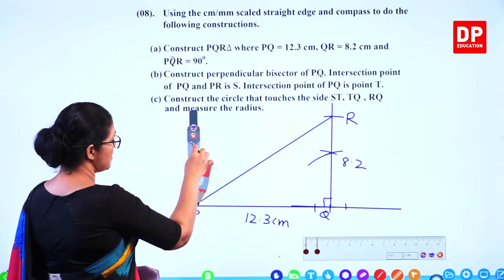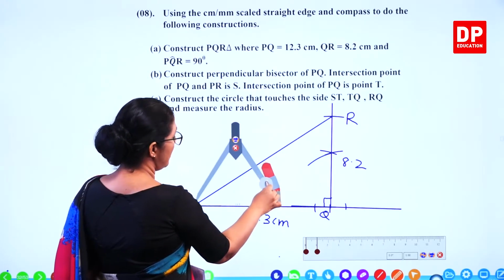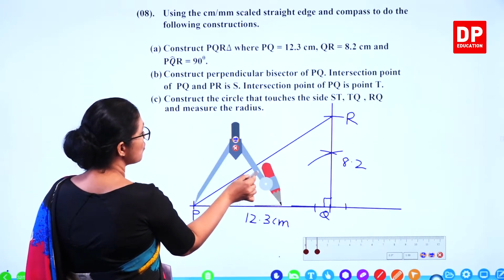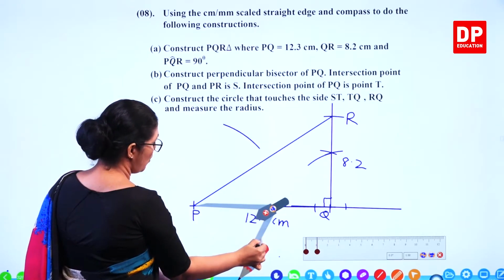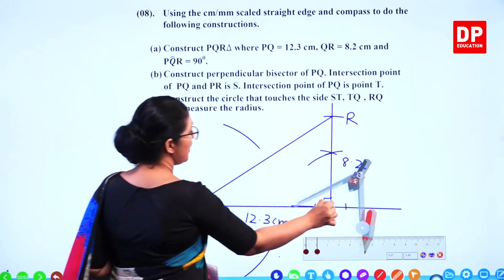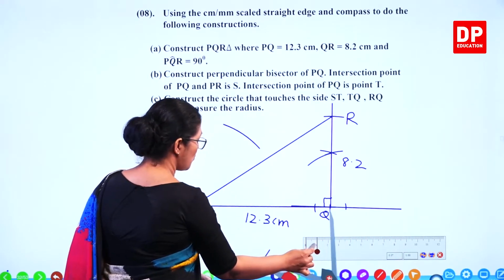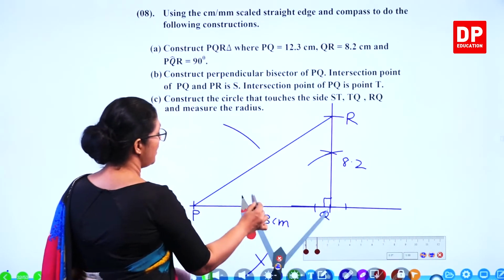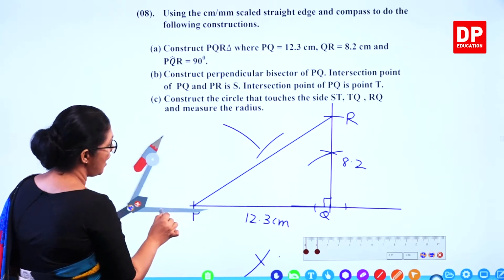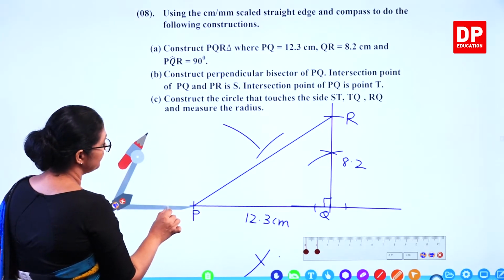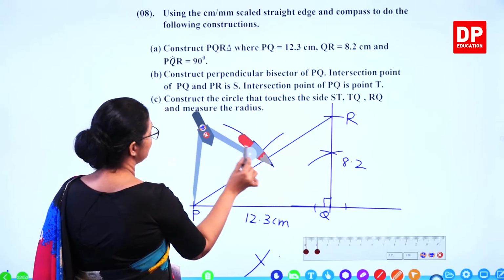You take any distance. When you are taking the distance, make sure that you take more than half of the length. So you draw an arc above and below. And again keep the same distance with point Q and draw the other two arcs below and above. Here I have to draw it again because I didn't get the intersecting point. So I have to extend this.